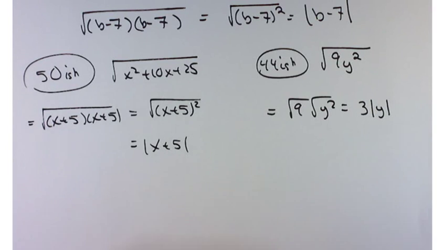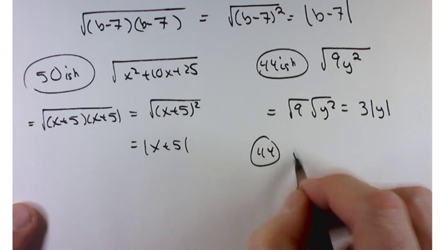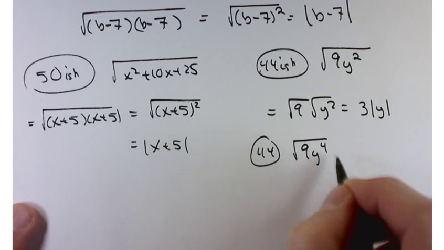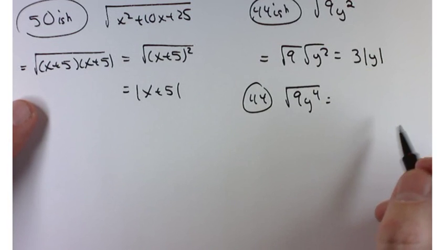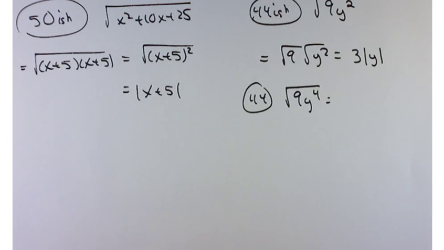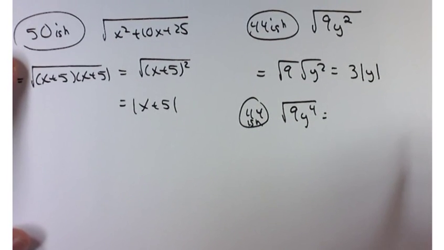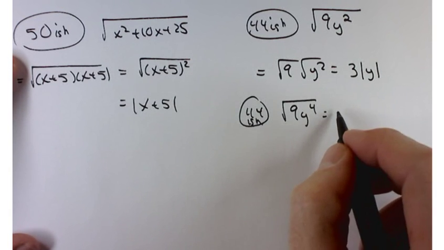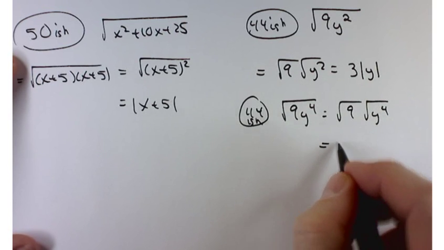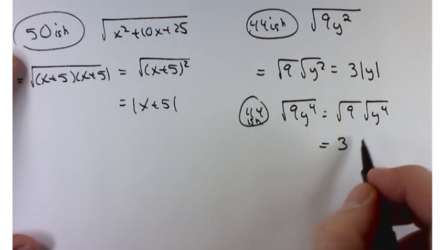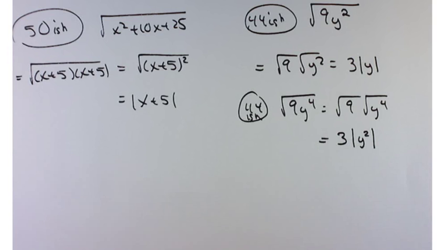Let's take a quick look at the real problem number 44. They have the square root of 9y to the 4th. To the 6th? Oh. Alright, so this is another problem 44-ish then. What if I had the square root of 9y to the 4th? Well, I'd do the same thing I did up above. Square root of 9, square root of y to the 4th. This is the 3 as before. And you can say, oh, well, gee, that's the absolute value of y squared.